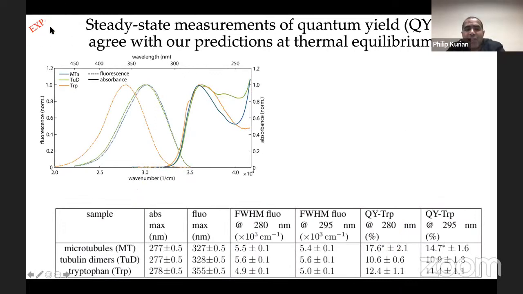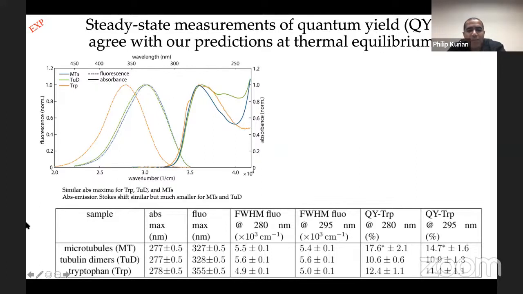So all the slides that have experiment are going to be EXP in the upper left corner. So these are our steady state measurements. So nothing fancy experimentally, but this is the steady state measurements of quantum yield that do agree with our predictions at thermal equilibrium. So here's the result. Here's the steady state absorption spectrum for tryptophan, tubulin, and microtubules. And here are the Stokes shifted fluorescence spectra of those same compounds.